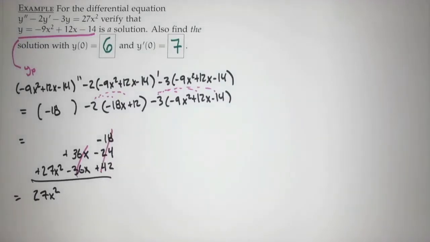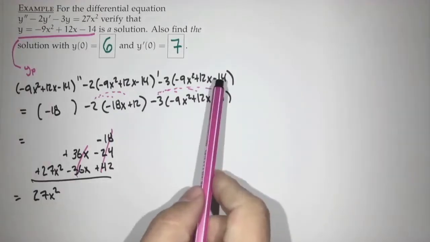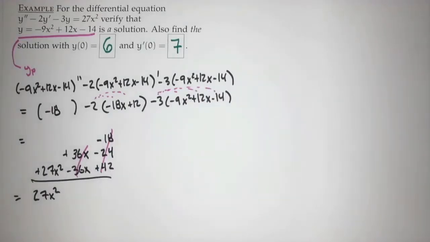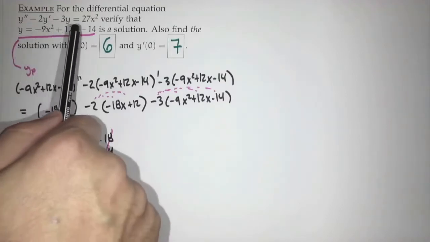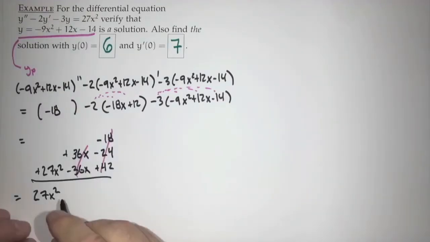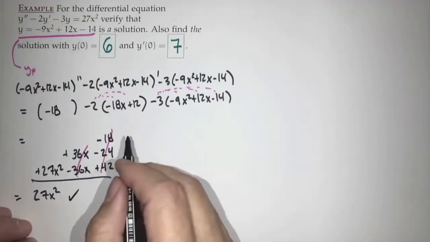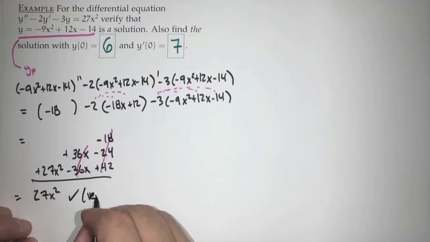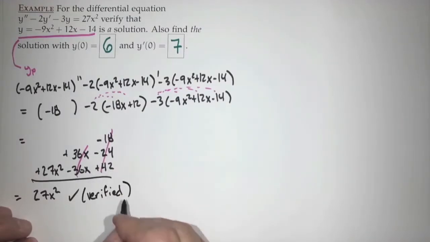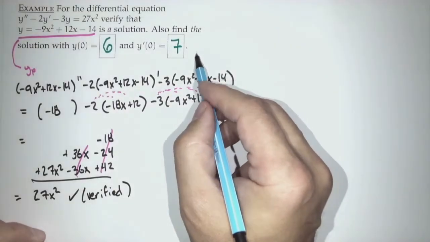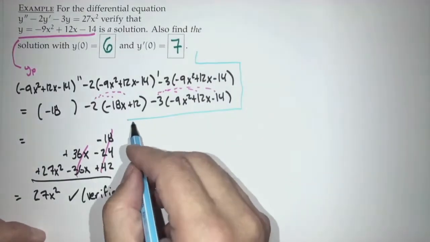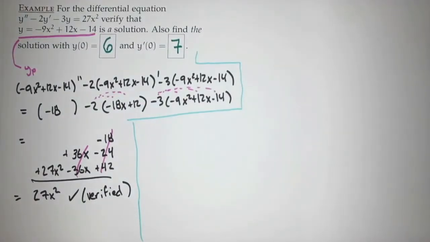And then we say, okay, so when we plug that function in, we got 27x squared out. We were supposed to get 27x squared, which means, voila, success. We've done it. Verified. Good. So no surprise there. We know how to verify differential equations. All right. On to the next part of the problem.